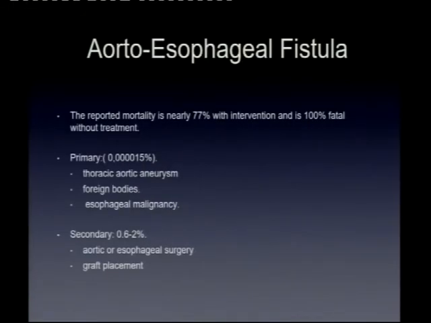We reviewed the literature regarding the aorto-esophageal fistula. The mortality rate is high, up to 77% with intervention and up to 100% without intervention. There are 2 types. The primary is rare, and it happens post-thoracic aortic aneurysm, foreign bodies, and esophageal malignancies. The secondary one is more common and usually happens after aortic or esophageal surgeries and graft placement.